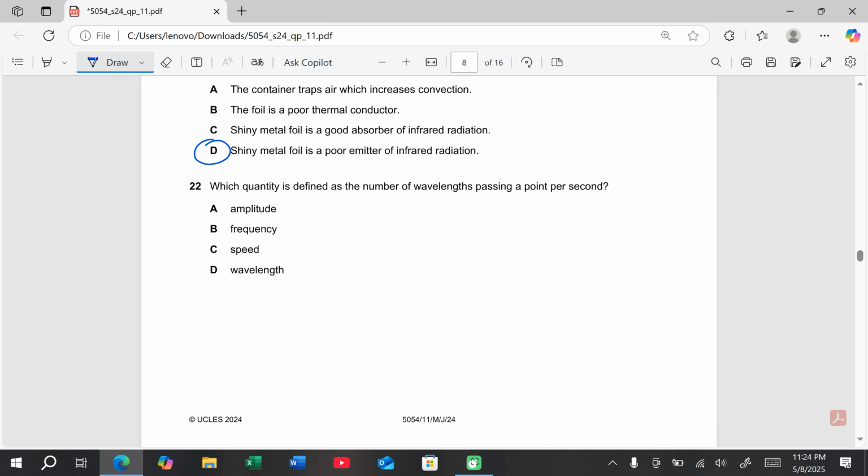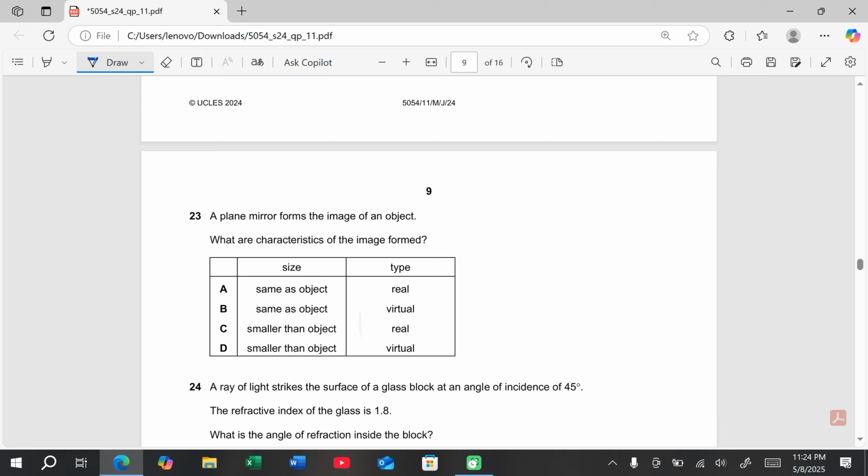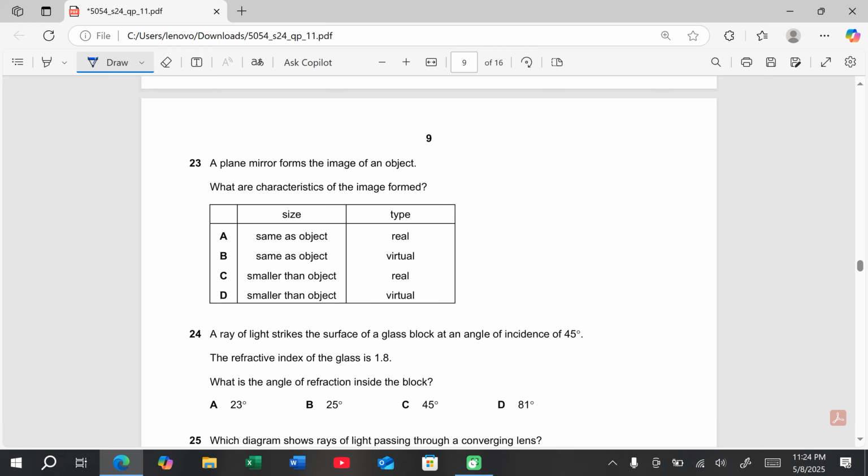For 22, it says which quantity is defined as the number of wavelengths that pass through a point per second. That's always frequency. Number of waves passing through a point per second. A plane mirror forms an image of an object. Which characteristic of the image is formed? Size should be the same. We always see ourselves in a plane mirror, and the image seems to be the same size as the object. So our size is the same in the image, and it's virtual because we cannot take it on a screen.